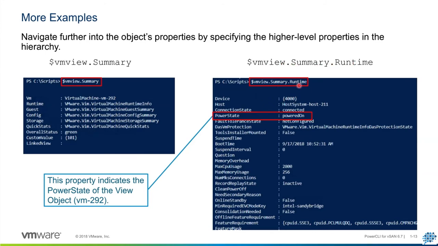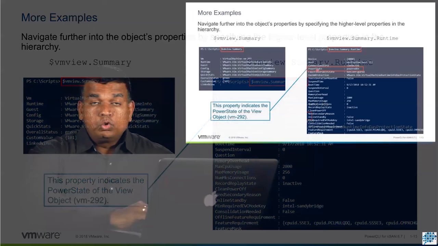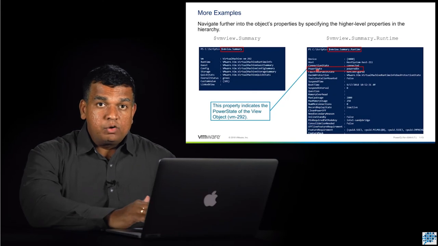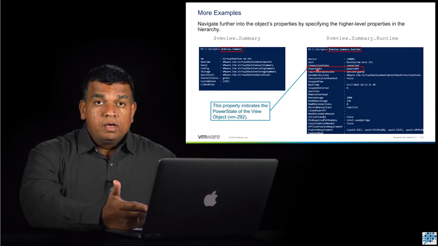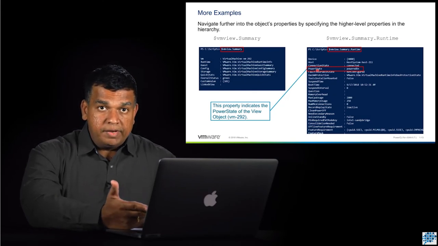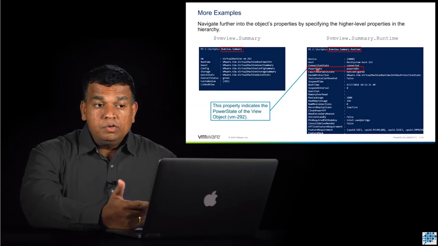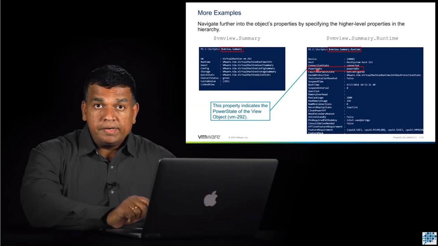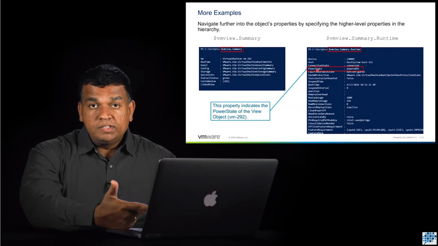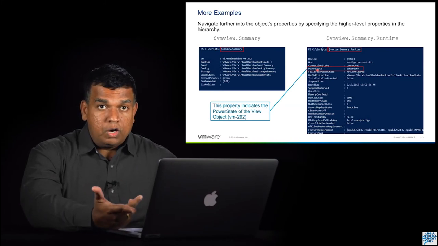So I'm accessing this property called runtime, and if you look at the runtime output, it has a number of its own properties, and one of the properties is power state, which basically indicates whether the virtual machine is powered on or off. So just to put it all together and to utilize the information we have gathered so far, we'll try to see if we can use this runtime property to filter the virtual machines which are powered on or off. So how can we do that?